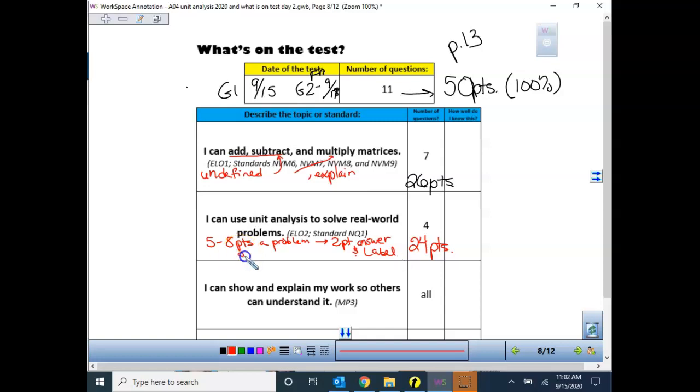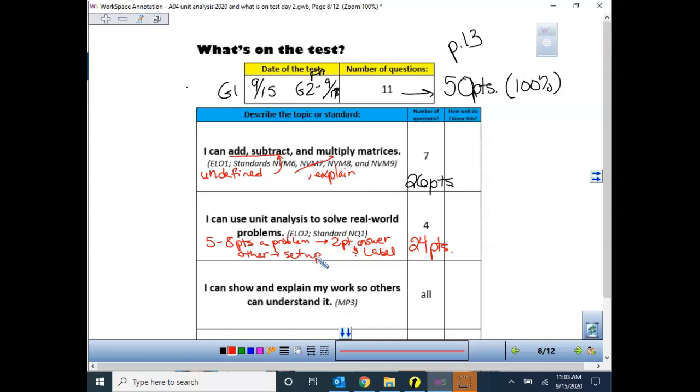So all the other points in this one are for the setup. Did you set it up correctly? Did you cancel the units correctly? Did you have feet in the numerator and then feet in the denominator, and hours in a denominator, so that I can see those canceling, and we'll look at those. And it says I can show and explain work so others can understand. And that's kind of like in all of the problems that we are looking at.